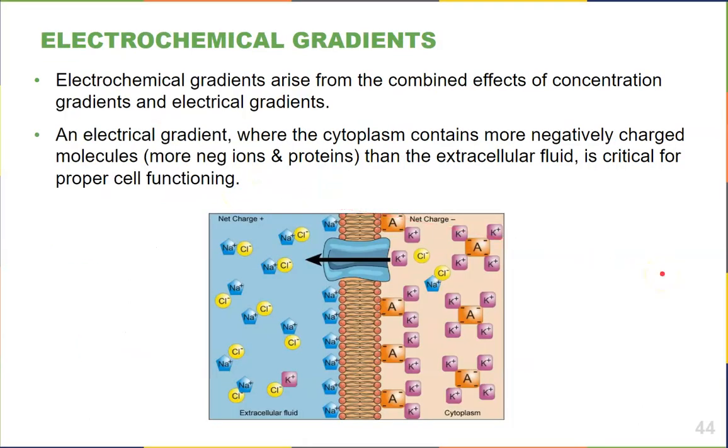So electrochemical gradients can be set up in this manner where a net charge is accumulated on either side of the cell. So it's not a neutral charge. One side can be positive, the other can be negative. So because ions move in and out with active transport, that causes that change to occur.